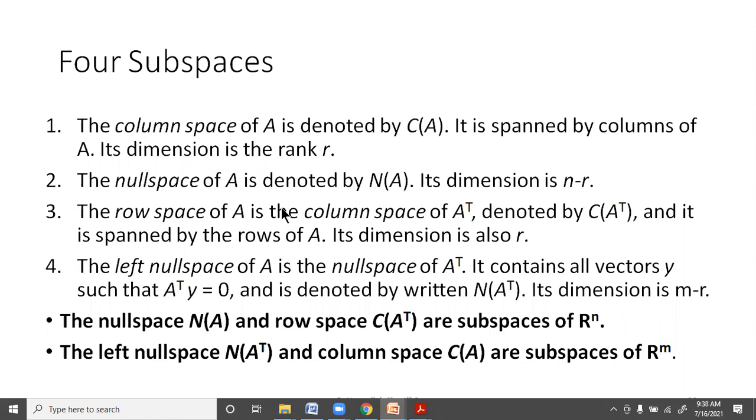Please remember this. The row space of A is the column space of A transpose, and it is spanned by the rows of A. The column space is spanned by the columns of A, and the row space is spanned by the rows of A because we are taking the transpose of A. Transpose just means columns become rows and rows become columns. Its dimension is again r. Even if we transpose, the dimension is not going to change, it will remain r only.